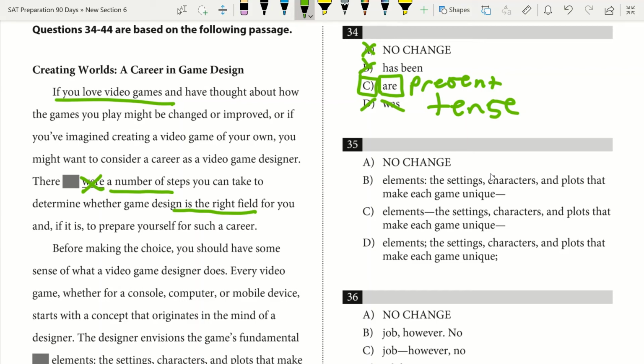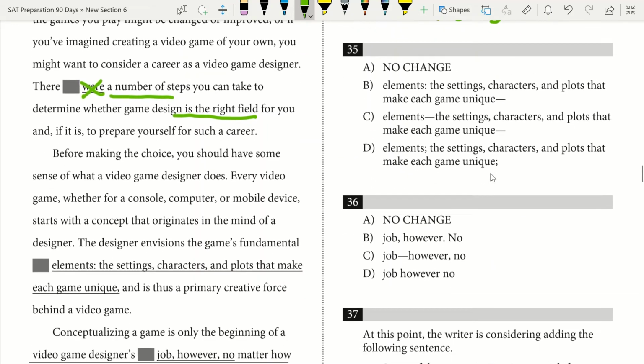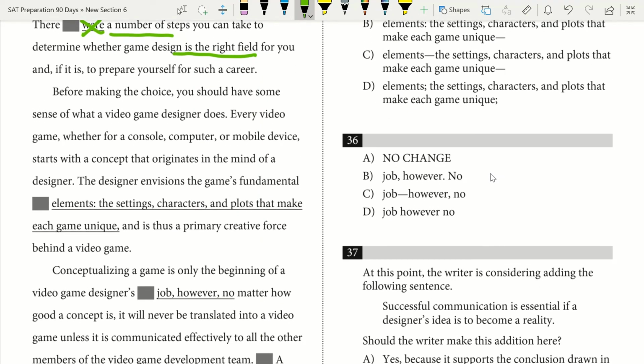So it's not an idiom question. I apologize. It is not an idiomatic question. That is my bad. This is testing our ability to judge tense here. Okay, that was my mistake. All right. So there are a number of steps you can take to determine whether game design is the right field for you, and if it is, prepare yourself for such a career. Before making the choice, you should have some sense of what a video game designer does.